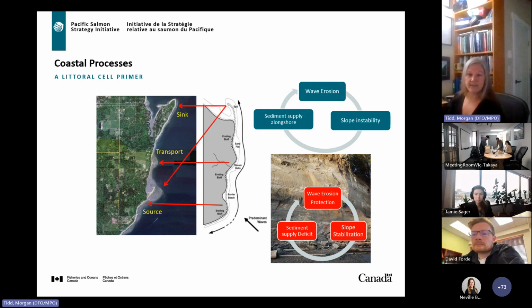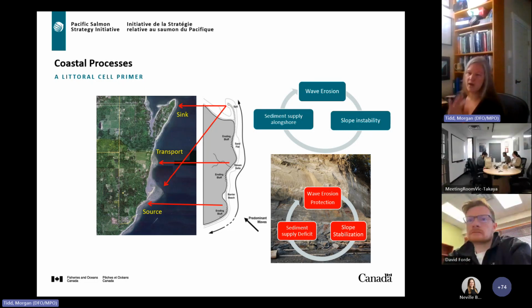And then sinks. Sediment sinks are usually offshore losses to submarine canyons and shoals, deposition in bays and estuaries. And so the cell boundaries delineate the geographical area within which the budget of sediment is balanced, i.e. your inputs are equal to your outputs, providing the framework for a quantitative analysis of coastal erosion and accretion.